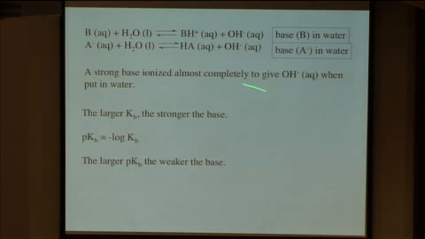And here we can know what's strong or weak by the Kb. So the larger the Kb, the stronger the base. And like there is the pKa, there's also a term pKb. pKb is minus log of the Kb. And the larger the pKb, the weaker the base.